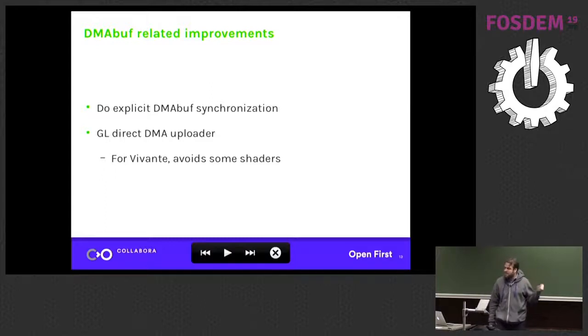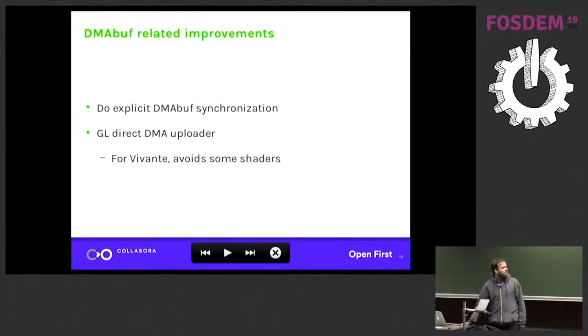Another nice thing, we've done a bunch of little improvements on the DMABuf support. One of them is that now we do explicit DMABuf synchronization. It turns out that with the Linux kernel, when you use DMABuf buffers, when you access them, you actually need to tell it, I'm going to access it, and now I'm done accessing it, so that it does the appropriate cache invalidations. Otherwise, you get corruption, especially on Intel hardware, which is one that lots of people use.